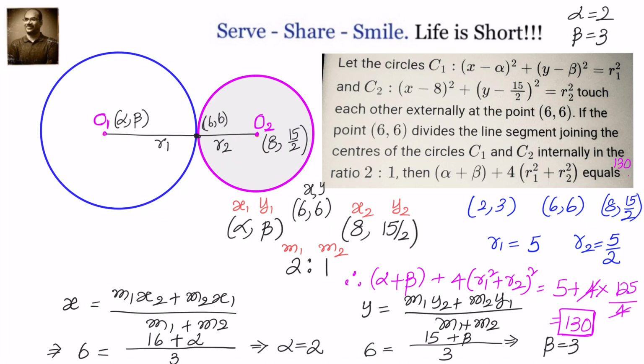What is the concept we have used to solve this problem? Section formula, just the section formula and the distance between 2 points formula.